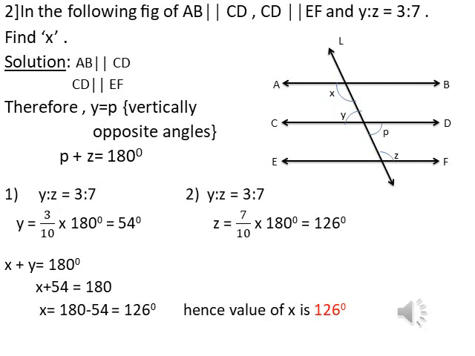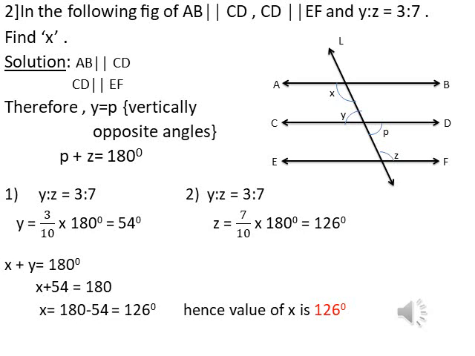In the following figure, AB is parallel to CD. CD is parallel to EF. If AB is parallel to CD and CD is parallel to EF, then definitely all three lines are parallel to each other.